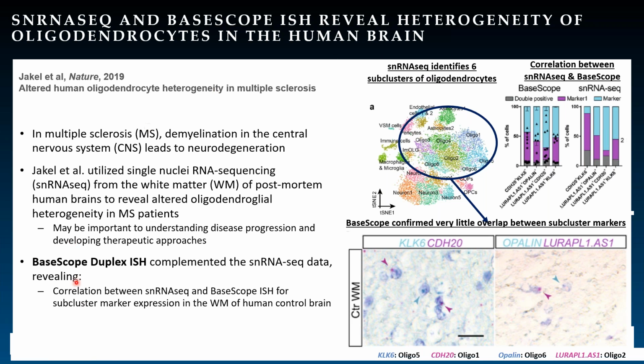So in this particular image, they were first wanting to validate their single nuclear RNA-seq data by using specific BaseScope probes against markers that identified oligodendrocytes. So they identified different individual subclusters of oligodendrocytes, and using the BaseScope probes were able to identify these subtypes in situ. So using these KLK6 and CDH20 probes, they were able to identify oligo5 and oligo1 population respectively. Similarly, using opalin and LURAP1L, they were able to identify oligo6 and oligo2 subpopulations.